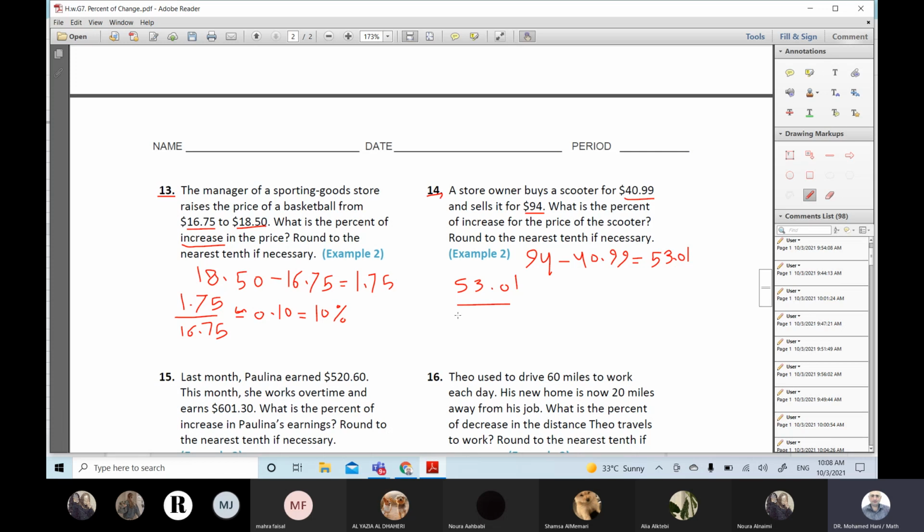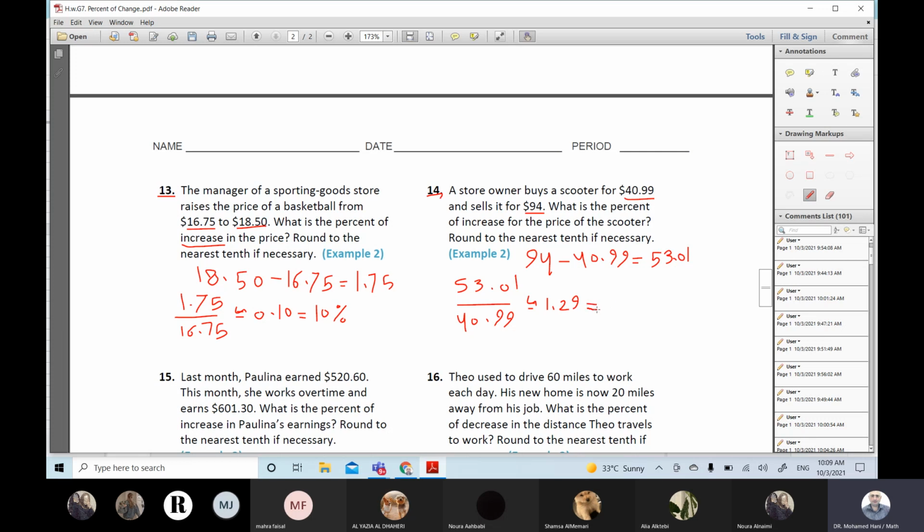So here we have 40.99. So now we want to divide 53.01 divide by 40.99. So the answer will be about 1.29.